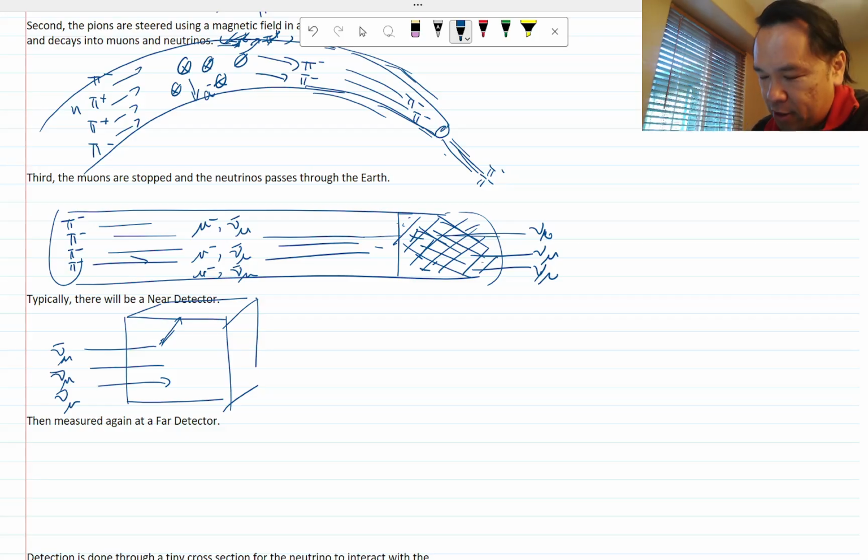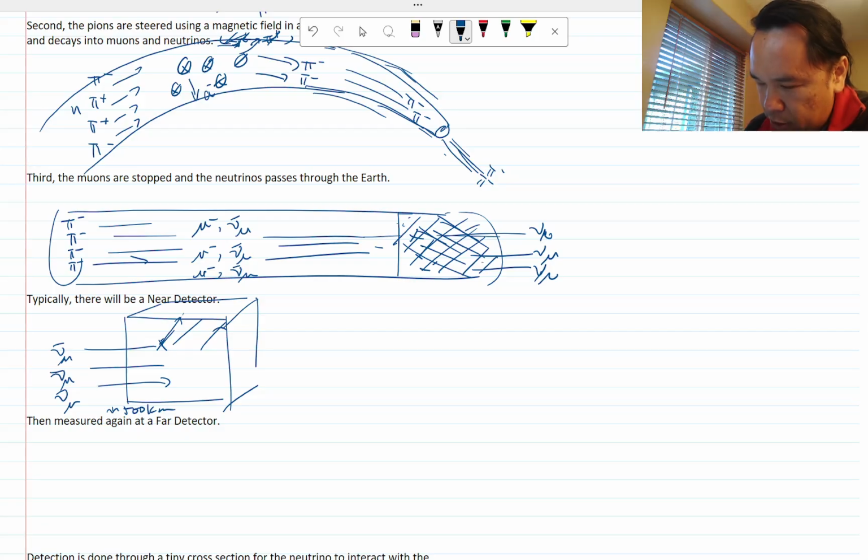I need to give you the units. 10 to the minus 40 centimeters squared. So it has a very small interaction cross-section, but you can detect some of these if you have an intense enough beam. So this is a near detector, so you can actually measure this. The near detector is usually located maybe a few hundred meters or half a kilometer from the horn.